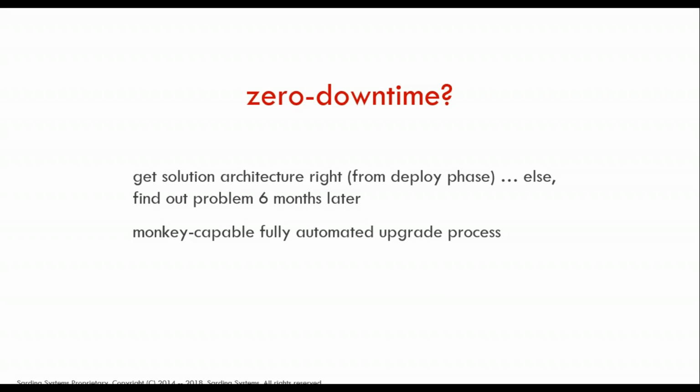And here is where getting the solution architecture right from way back in the deploy phase becomes critical. Otherwise, you find out a problem 6 months later that, oh dear, upgrade is a problem because of the choice of solution architecture 6 months ago. And certainly, this needs to be a monkey-capable, fully automated upgrade process.